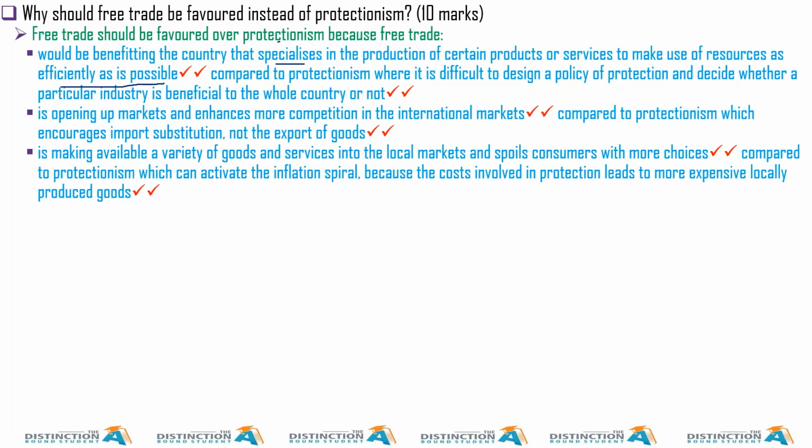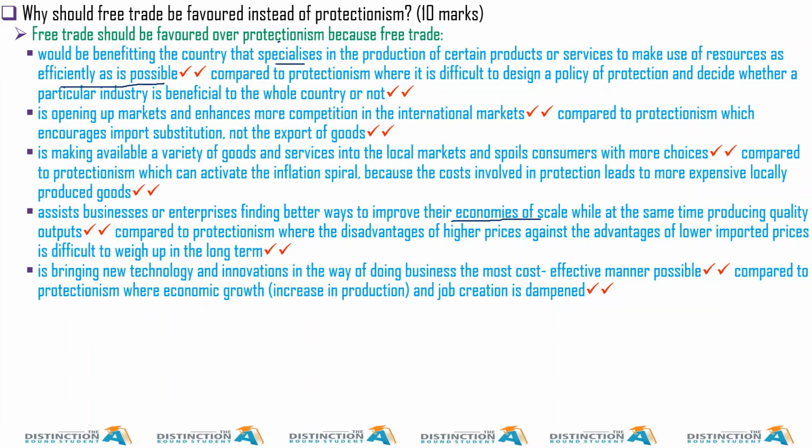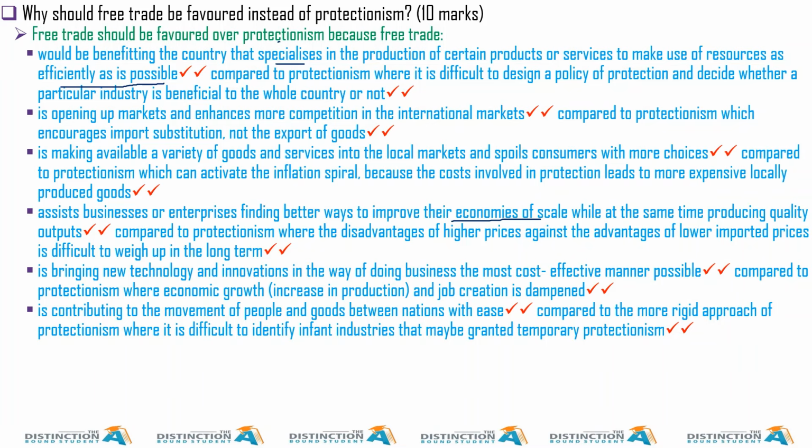Right, compared to protectionism, which can activate the inflation spiral, because the cost involved in protection leads to more expensive locally produced goods, just like the BMW example I gave. It assists businesses or enterprises in finding better ways to improve their economies of scale while producing quality outputs, compared to protectionism, where the disadvantages of higher prices against the advantages of lower imported prices are difficult to weigh up in the long term. It is bringing new technology and innovations in the way of doing business in the most cost-effective manner possible, compared to protectionism, where economic growth and job creation are dampened. Sorry.